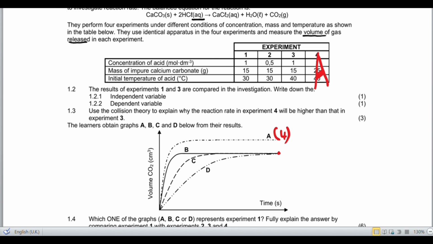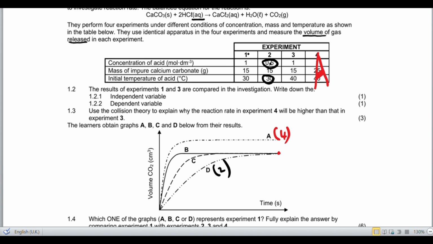Now if you look at the experiments, this one has 1 and this one has 1, 15, 15. The only difference is what? It is the temperature. Let's just compare 1 and 2. Since this one has a concentration of 1, and this one has 0.5 and also a lower temperature, therefore this one is the smallest of all, so this one is experiment number 2. Reason: a lower concentration and also a lower temperature.